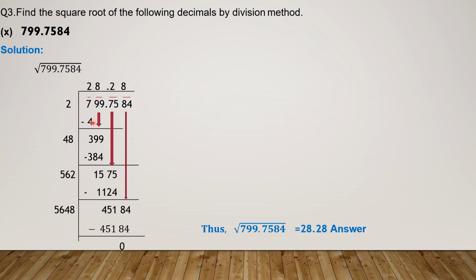2 2s are 4. 7 minus 4, 3. 29 will come down. For this dividend you have to make your new divisor. How? 2 will be added in 2. 2 plus 2, 4. With 4 we will try 8 and multiply 48 with 8 and we will get 384. 9 minus 4, 5. 9 minus 8, 1. Now it's the turn of the decimal point.